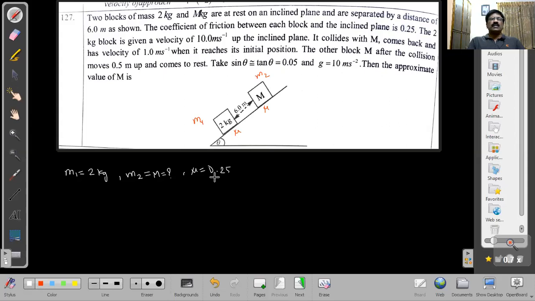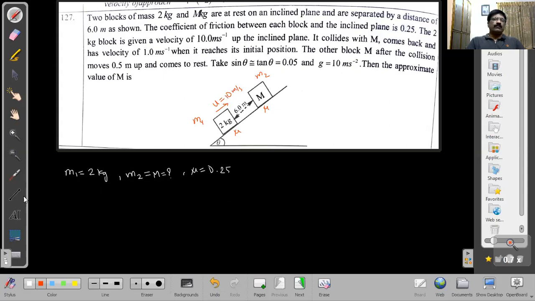Now the 2 kg block is given a velocity of 10 meters per second up the inclined plane. This 2 kg mass is given a velocity u equal to 10 meters per second in the upward direction, and the block M is at rest initially. So initially, the 2 kg block is projected up.